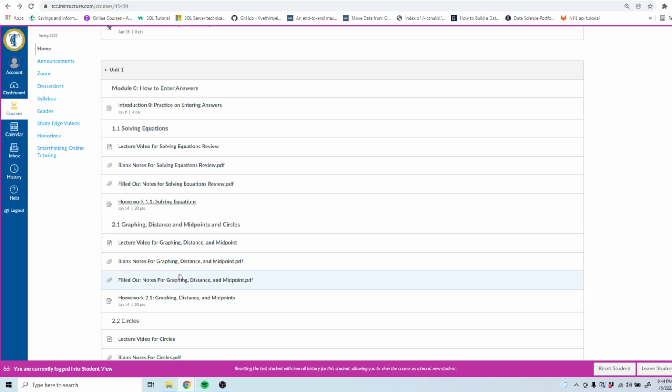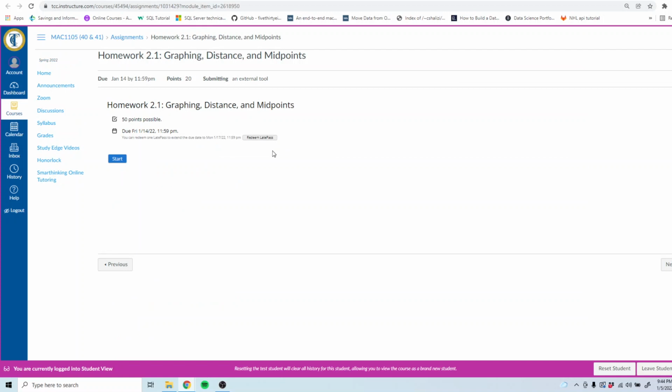One thing I also want to show you is with homework assignments. This is only for homework assignments. You may have noticed this button, but when you open them, it will ask you to redeem a late pass. Now, if you're not past the deadline, so you'll see that this is due Friday 11/14.